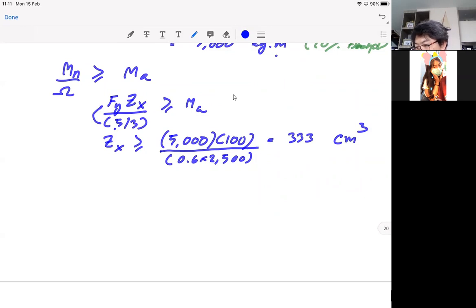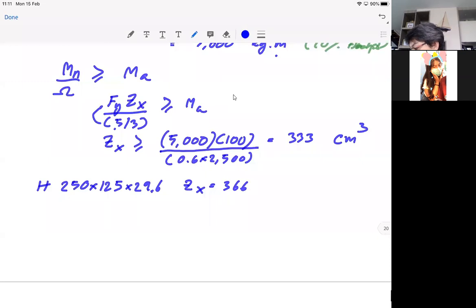Now you can just start looking at the sections by looking at the weight. We have H 250 by 125 multiplied by 29.6. This one has Zx equal to 366. So in terms of strength, this is good enough, and then you can move on.